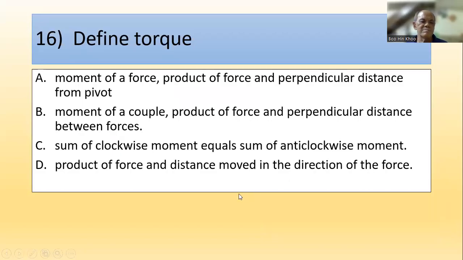Define torque. Okay. So answer is B. Not moment of force, moment of couple. Product of force and perpendicular distance between the forces.